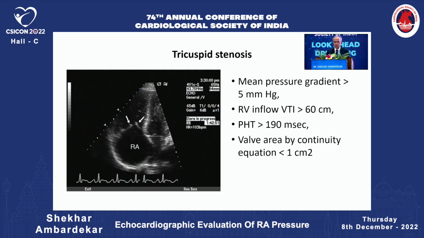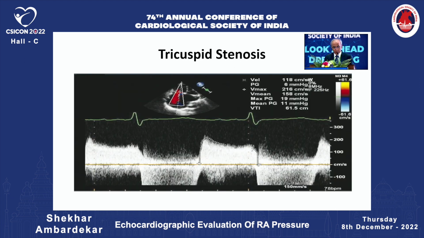Now, in tricuspid stenosis, we don't really have to find out RA pressure. For severity, we already know that by gradients and by RV inflow VTI, with pressure half time and valve area by continuity equation, we can estimate severity of tricuspid stenosis. So we don't need to really know the absolute pressure of the right atrium by echocardiography. So we know how we do that also.